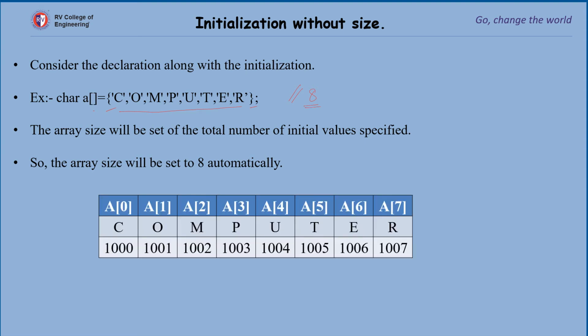Now, how will this look inside your memory? A of 0 will be C, A of 1 will be O, A of 2 will be M and so on. A of 7 will be R. Here, a character occupies 1 byte. So just observe the addresses 1000, 1001, 1002 and so on up to 1007.